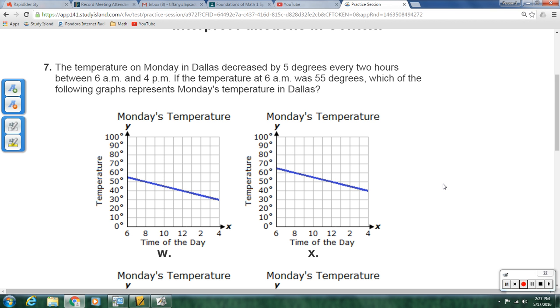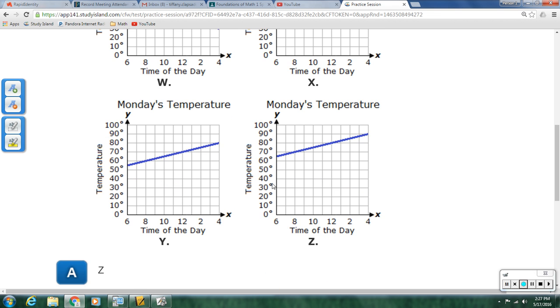55 degrees. Starts at 55 degrees. Now, are the graphs the same in every other aspect? Does this one count by tens on the Y's? Go from 6 a.m. to 4 p.m.? Alright, but it says it starts at 55 degrees. Does that one start at 55 degrees? No, it does not.